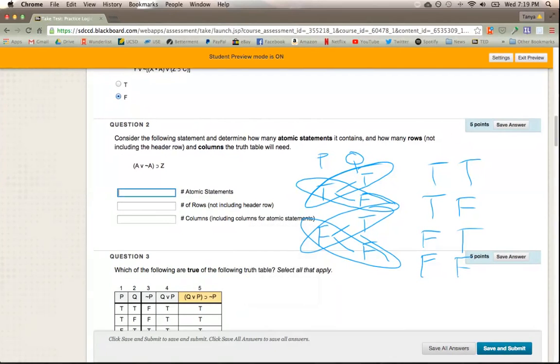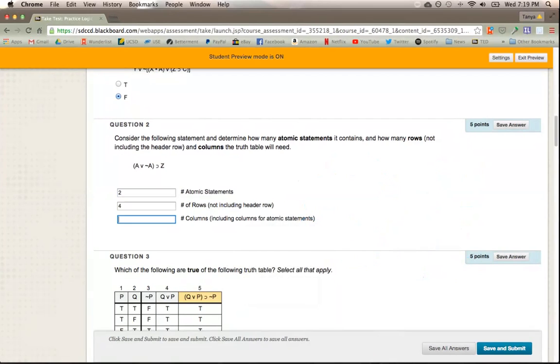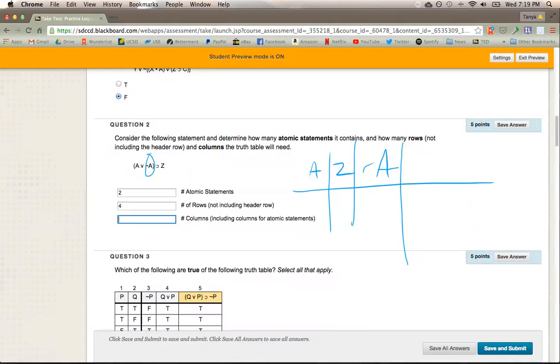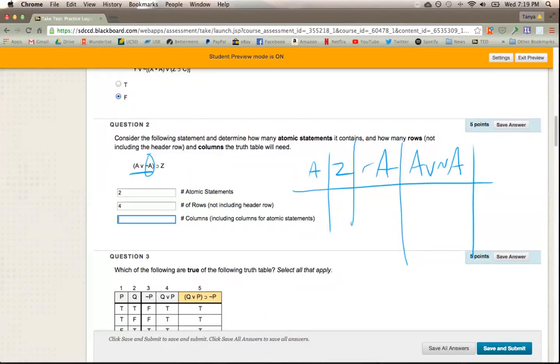Okay, so we know now that we've got two atomic statements, and if there are two atomic statements, you're going to have four rows. Now, how many columns will we need? We know we're going to need columns for the two atomic statements, A and Z. We're going to need a column for not A. Then A or not A, that is a statement. And then finally the whole statement, A or not A in the brackets, then Z.